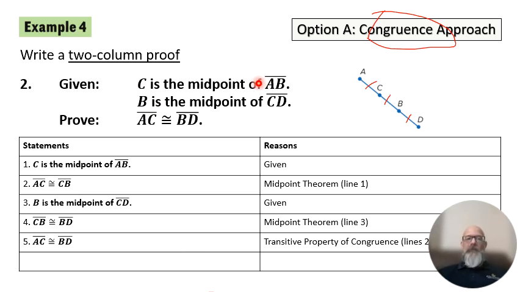First line, C is the midpoint of AB, given. We're taking a congruence approach, so what do we say? We say naturally what flows out of line 1 into line 2, AC is congruent to CB. See it? In this language, we use midpoint theorem as the reason. All right, go to your next given. B is the midpoint of CD right here. Line 3, what flows naturally out of that? CB is congruent to BD. Boom, midpoint theorem.